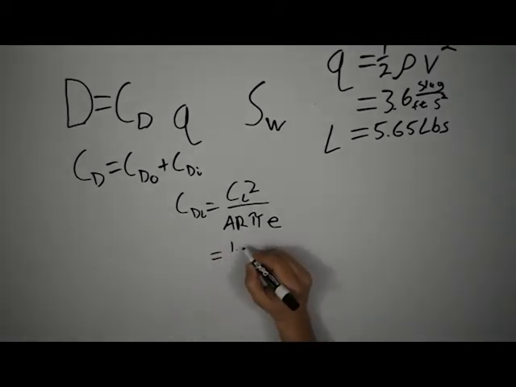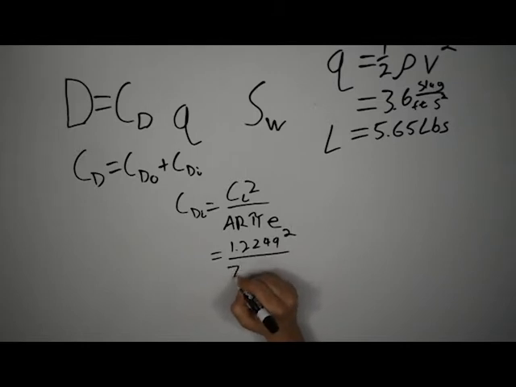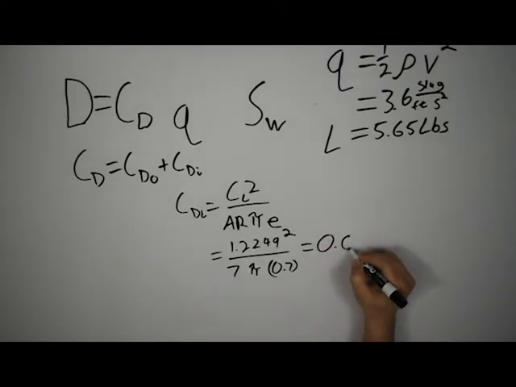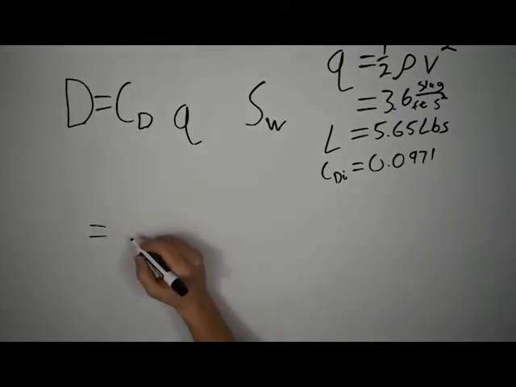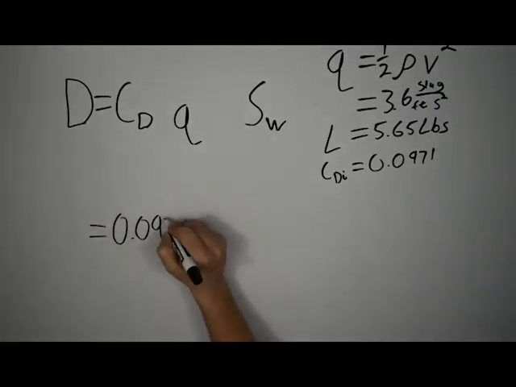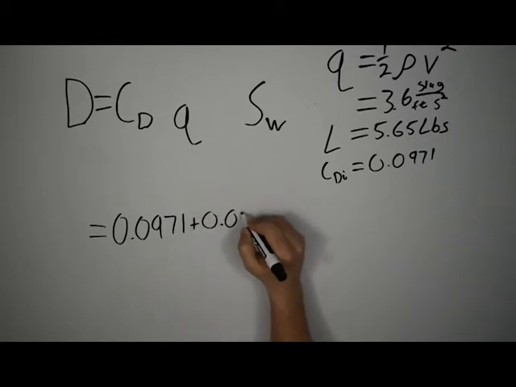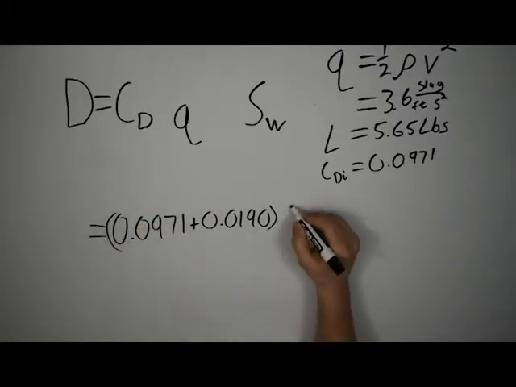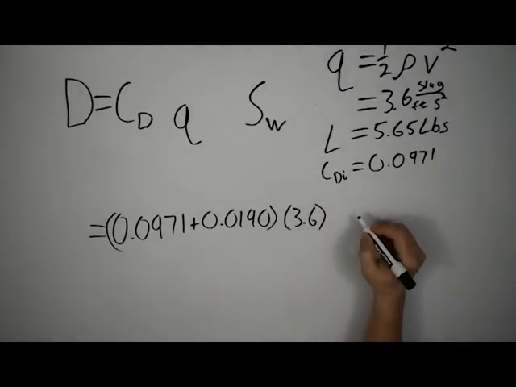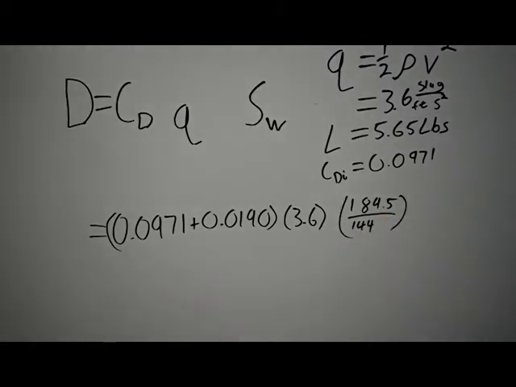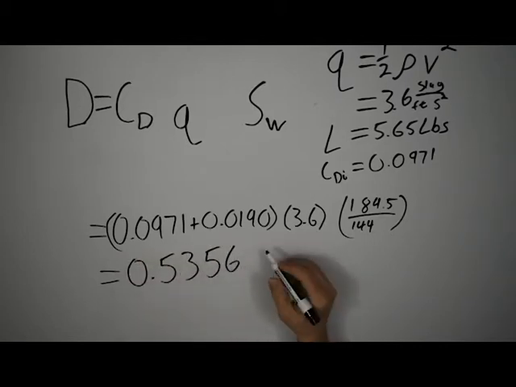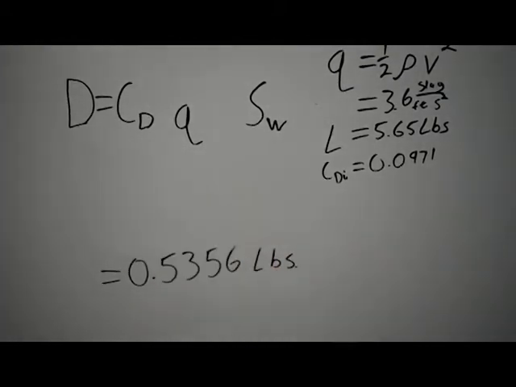So we multiply 1.2249 squared divided by 7 times pi times 0.7, and we get that our induced coefficient of drag is 0.0971. So now our drag force is equal to the sum of 0.0971 plus our drag coefficient that we pulled from our plots, 0.0190. That's multiplied by 3.6, and then multiplied by our surface area of 184.5, once again dividing by 144 to convert to feet. And that gives us a drag force of 0.5356 pounds at 55 feet per second.